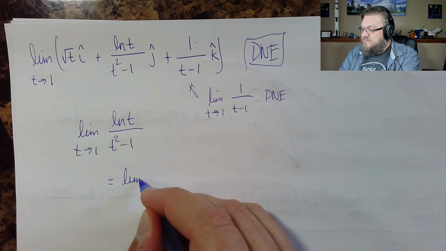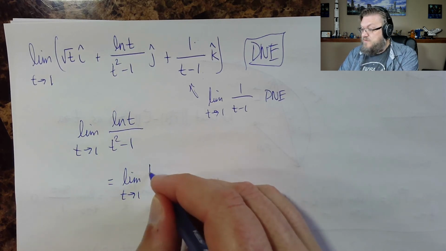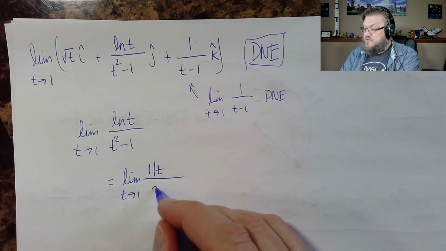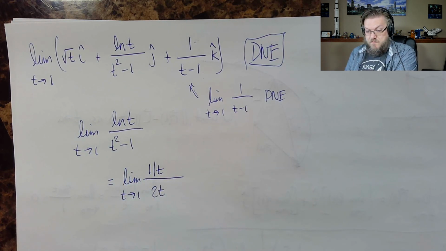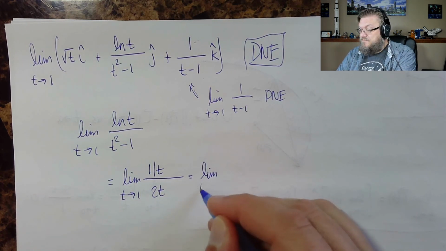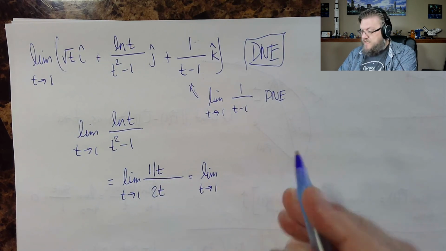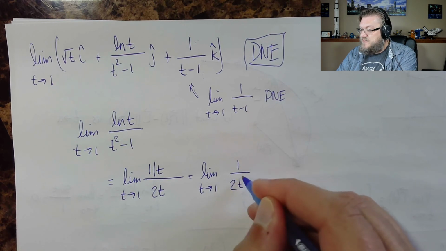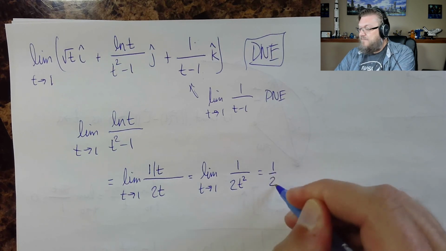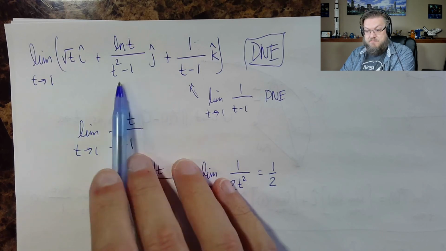So I'm going to get the limit as t goes to 1 of the derivative of natural log of t, which is 1 over t, divided by the derivative of t squared minus 1, which is 2t, right? And I think I can simplify and then try plugging in again. So 1 divided by t, that means a t's downstairs. Well, there's already a t downstairs. This is 1 over 2t squared. Now I can plug in 1, and I end up getting 1/2. So this component limit actually exists and is 1/2 j, right?